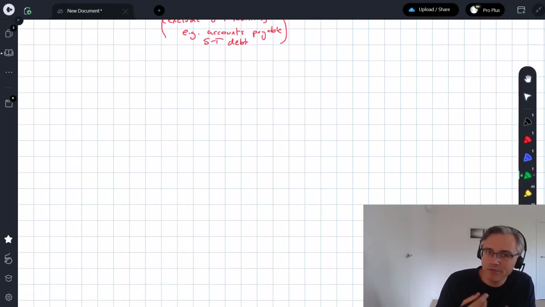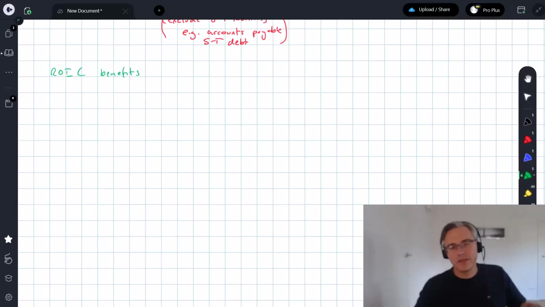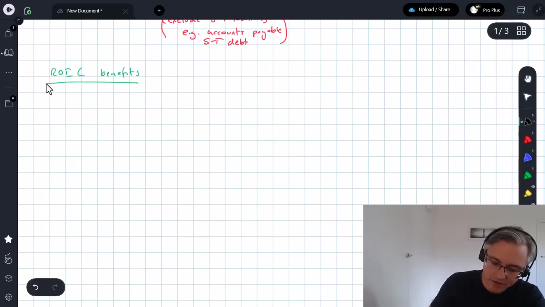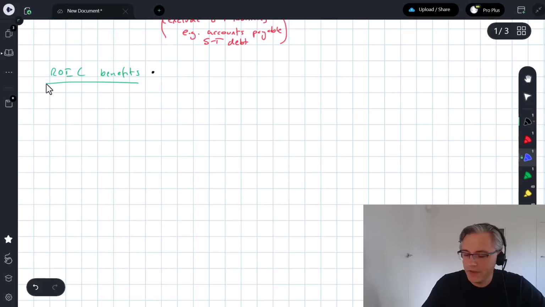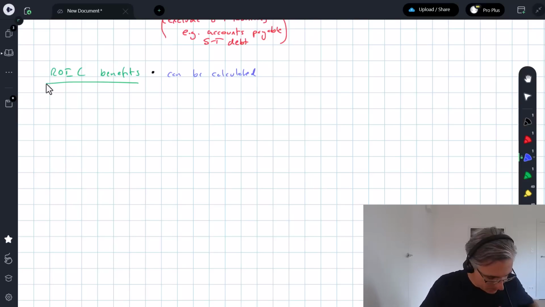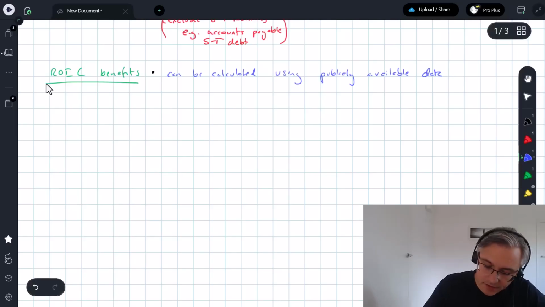What you have to be ready for as well are theoretical questions on the benefits as well as the drawbacks, the downsides of using this measure. So we're going to start with the benefits. First of all, number one, it can be calculated using publicly available data, just by looking at the financial statements. So an external analyst can indeed perform this.